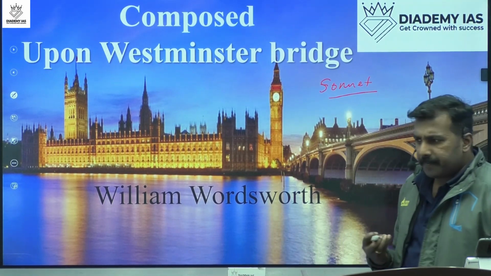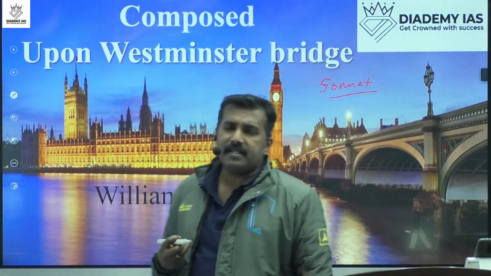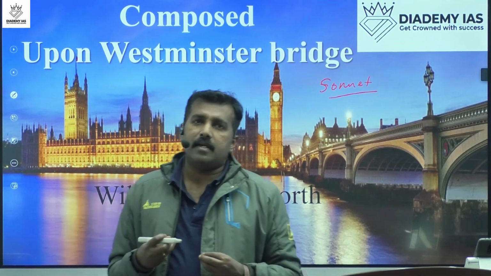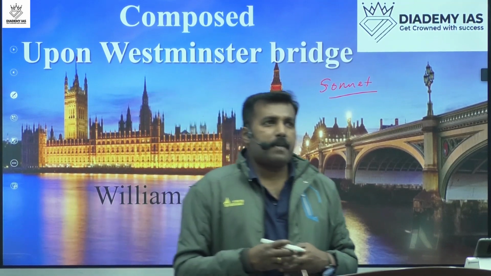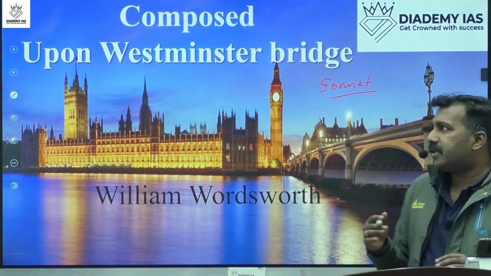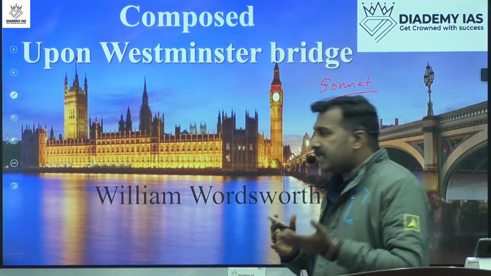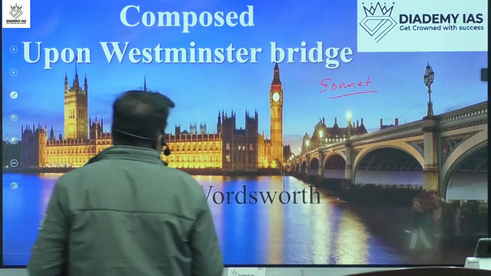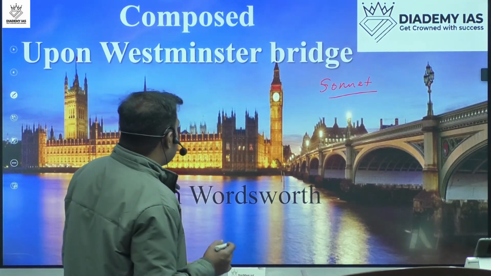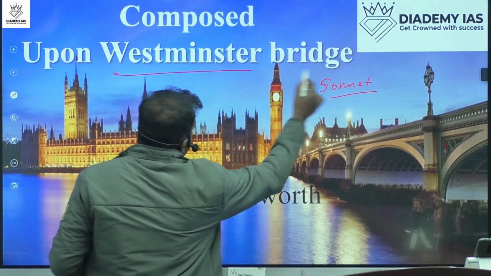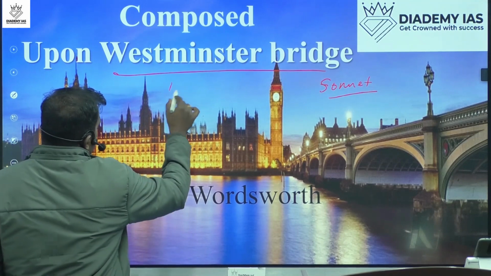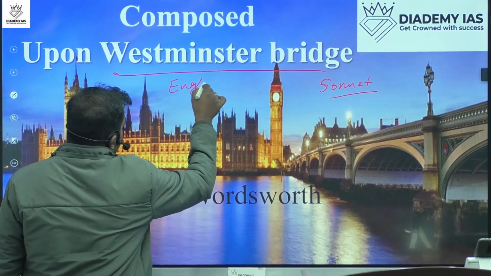It's a small poem, and this poem explains, as usual, natural beauty. But here the theme is not direct nature; the poet explains about a bridge, that is Westminster Bridge in England. Okay, Westminster Bridge in England.